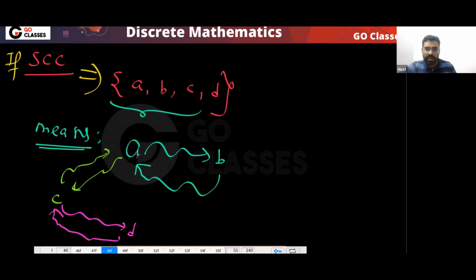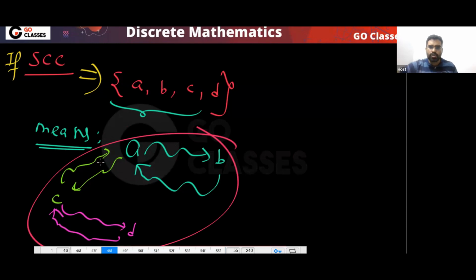So this is the idea. Now, is there any path from A to D? Yes. This is the path from A to D, and you can notice this is the path from D to A. So between any two vertices you take, there is a two-way path.